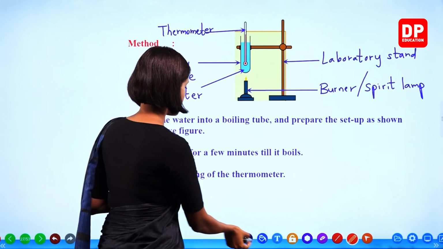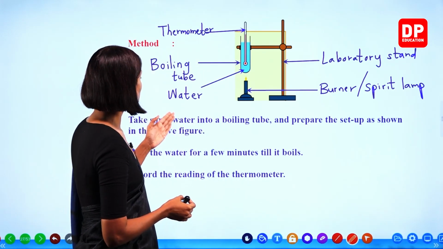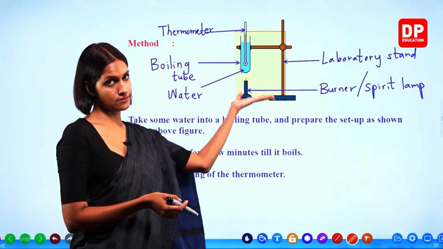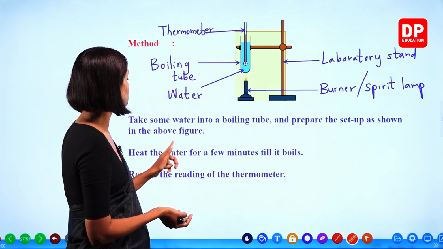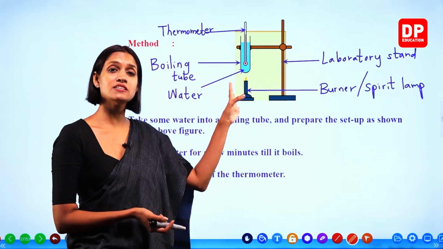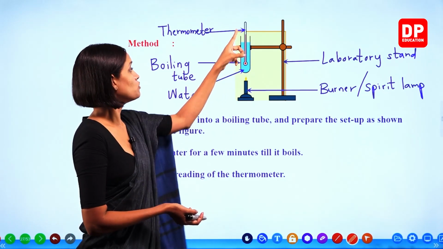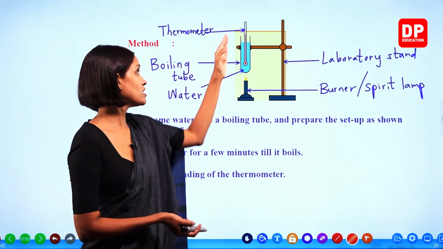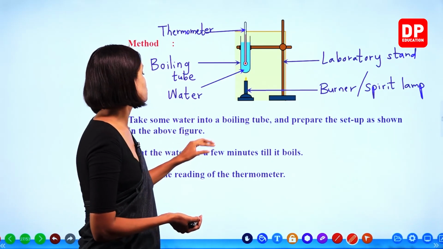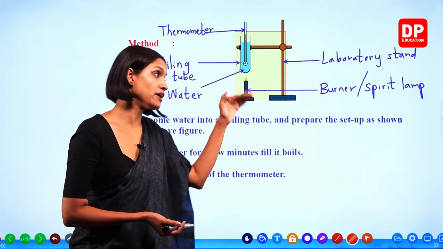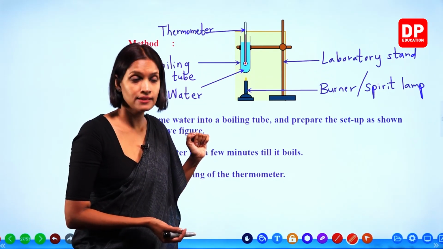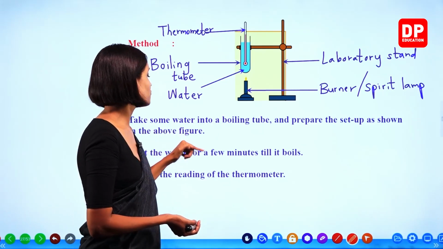Right, children? Let's see. Take some water into a boiling tube and prepare the setup as shown in the above figure. Heat the water for a few minutes till it boils. So first of all, before you start this activity, before you provide heat, you have to take the initial temperature. You have to check where the temperature is at. So heat the water for a few minutes till it boils, and while you are doing this activity, you have to keep on checking what happens to the thermometer reading. Record the reading of the thermometer.